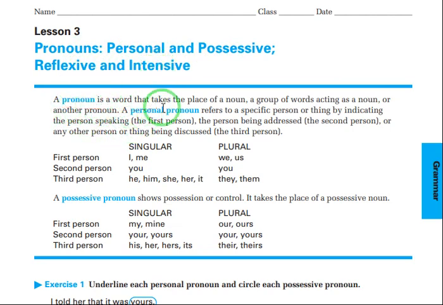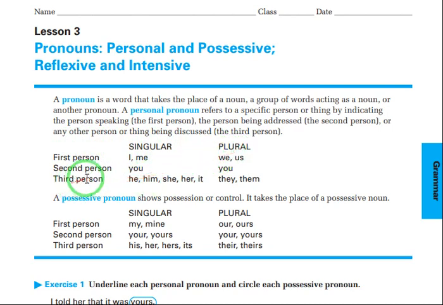A pronoun is a word that takes the place of a noun, as I said, or a group of words acting as a noun, or another pronoun. A personal pronoun refers to a specific person or thing by indicating the person speaking, the first person, the person being addressed, the second person, or any other person or thing being discussed, which is the third person.